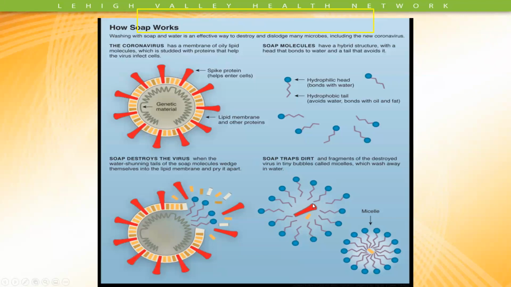So soap is very, very effective against these viruses, because the friction of scrubbing helps destroy the virus, but at the same time, it traps the virus attachment, and then it goes down the drain.